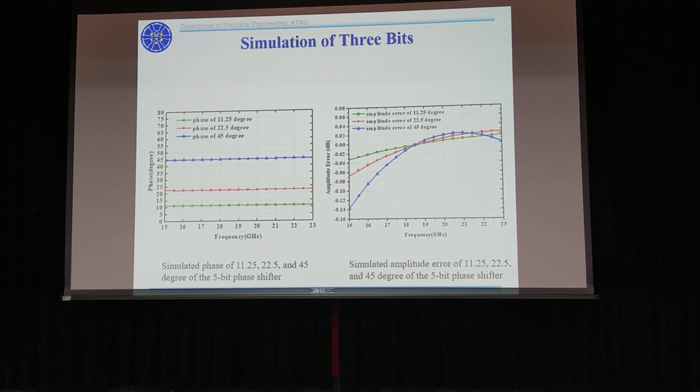The left figure is the simulated phase difference of 3 bits from 15 to 24 gigahertz. We can find out that the phase performance of all 3 bits is close to their goal phase. The right figure is the simulated amplitude error of 3 bits from 15 to 23 gigahertz. All 3 bits at the main frequency are almost 0 dB.